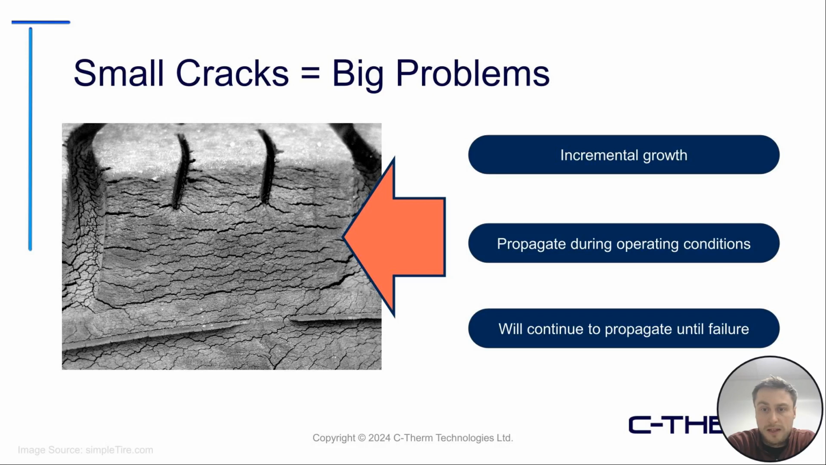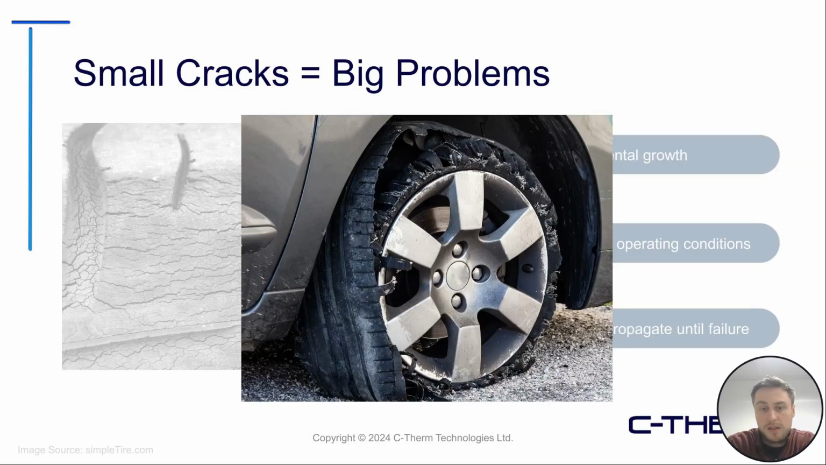The issue with these cracks is that they can propagate during operating conditions. So conditions that we assume are safe for our material to operate at will propagate during operating conditions. And the issue too is that these will propagate until failure, which can be a small issue, or in the case of a tire, for example, can be sidewall blowout, which is a major issue for tire companies, especially when you factor in heat buildup as well. So the title does carry some significance. Small cracks can equal big problems, especially if you don't factor for them.